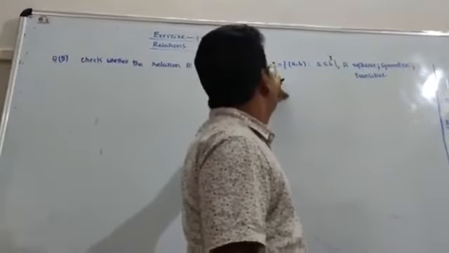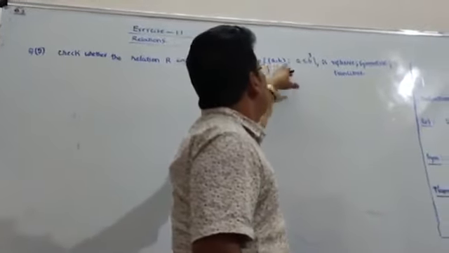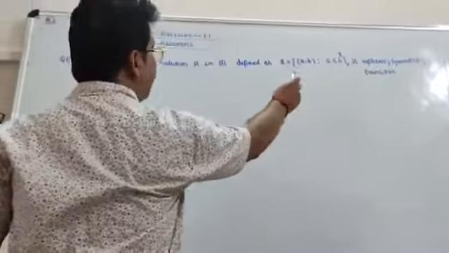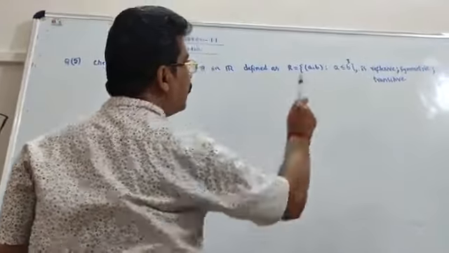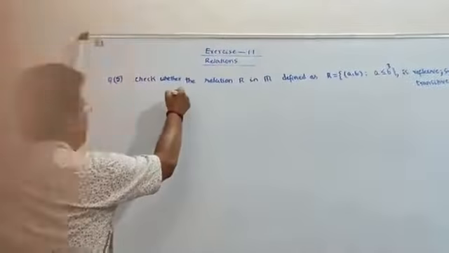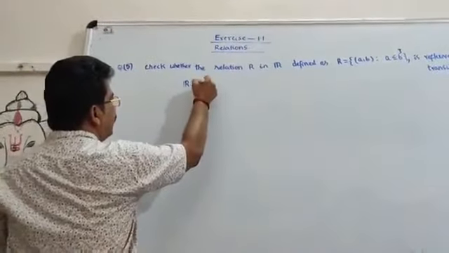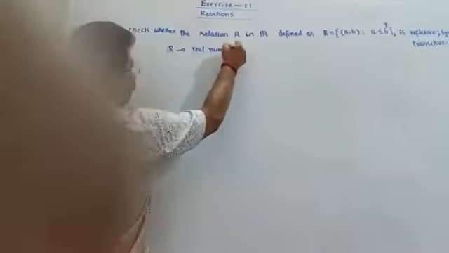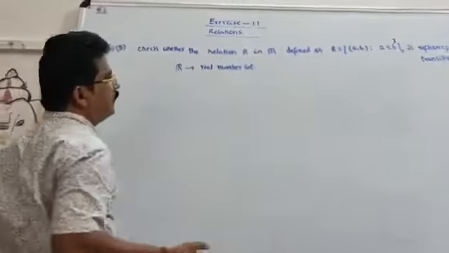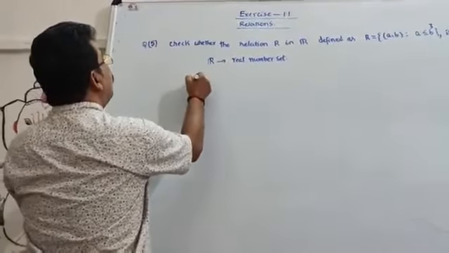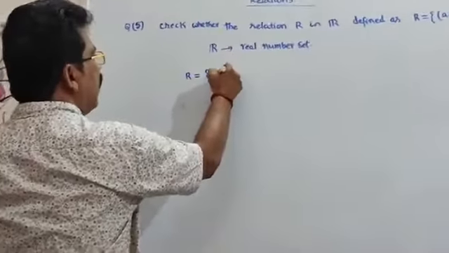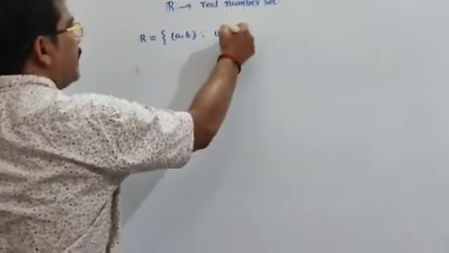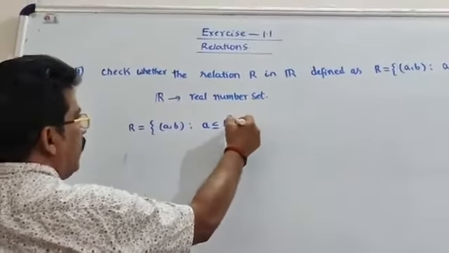Next question: capital R is defined as the ordered pair (A, B) where A is less than or equal to B cubed. Verify whether it is reflexive, symmetric, or transitive. Okay, the main set is the real number set. Next, capital R is defined as the ordered pair (A, B) so that A is less than or equal to B cubed.